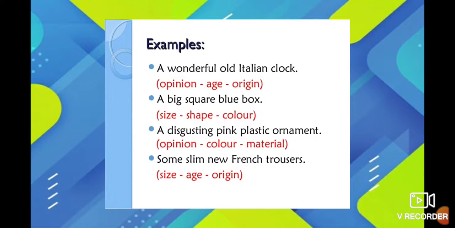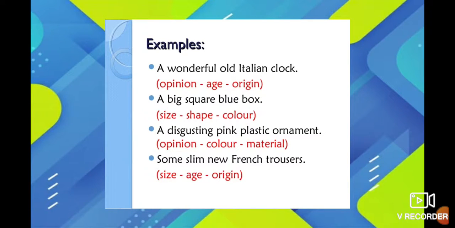Then we have some slim new French trousers. You know trousers is a synonym of pants. Slim is an adjective of size. New is an adjective of age. And French is an adjective of origin. If you notice, we follow the order of the adjectives: opinion, age, origin, size, shape, color, opinion, color, material, size, age, origin.